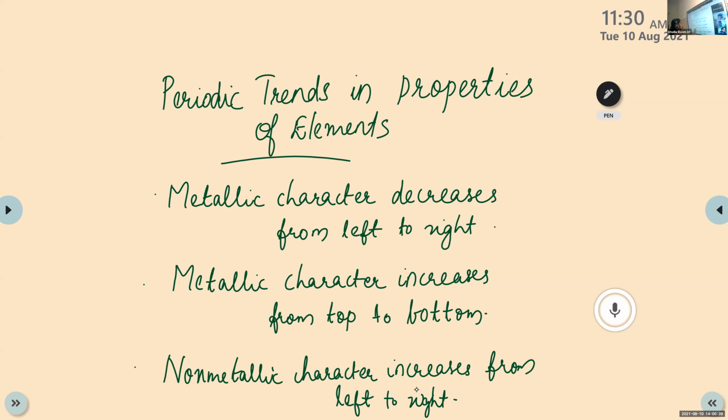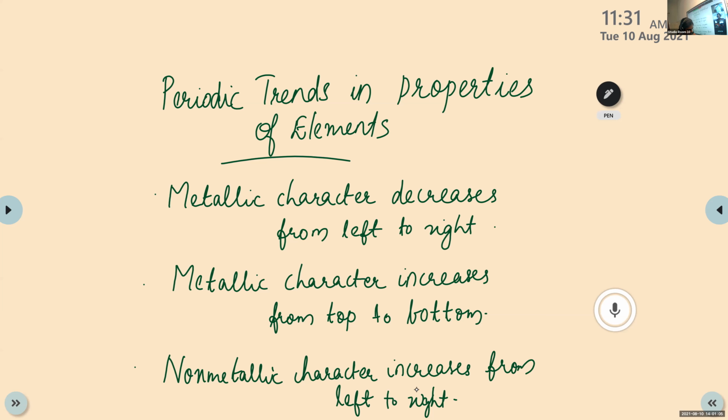These are certain trends in the properties of elements. We will always discuss atomic radius, both ionic radius, covalent radius, etc. Then ionization enthalpy, then electron gain enthalpy, electronegativity. These are all certain trends that are followed in the periodic table.